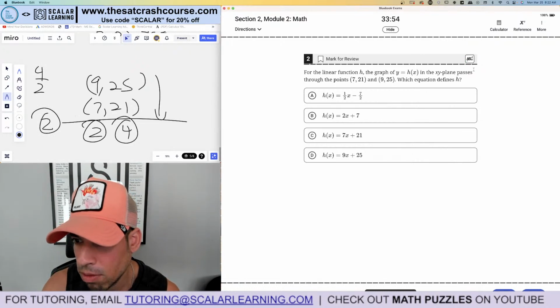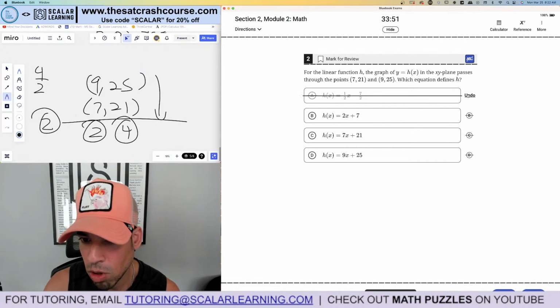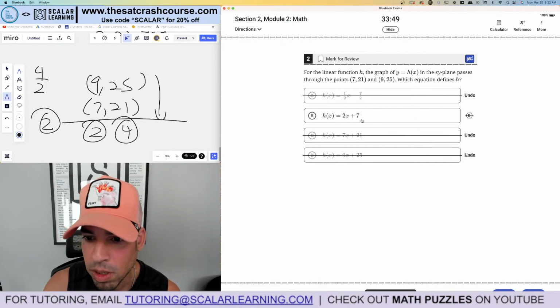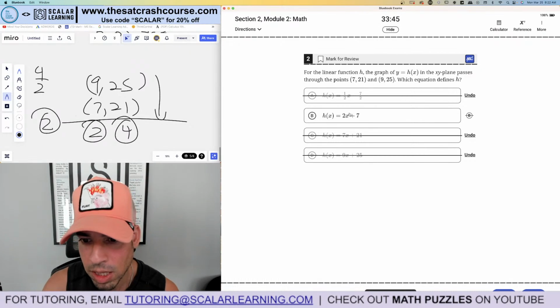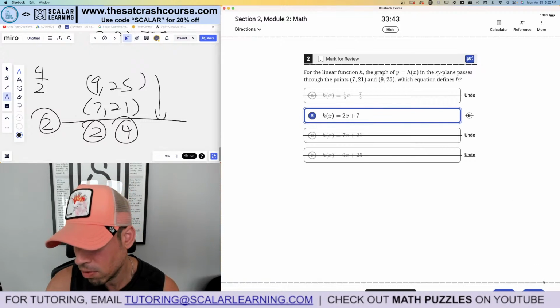Let's use this cancel out feature here. Oops. So we know that's the wrong slope. That's the wrong slope. Oh, it's right here. Now we're going to double check. Plug in 7. 7 times 2 is 14 plus 7 is 21. Plug in 9. 2 times 9 is 18 plus 7 is 25. Double verify. Boom, done.